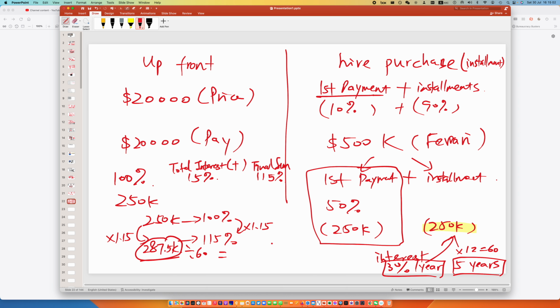4,791 and 67 cents. Okay, you can use this for the time being. You just get it to 2 decimal places, 67. Good, so that's how you get the monthly payment. So you understand this hire purchase scheme now? Yes, good.